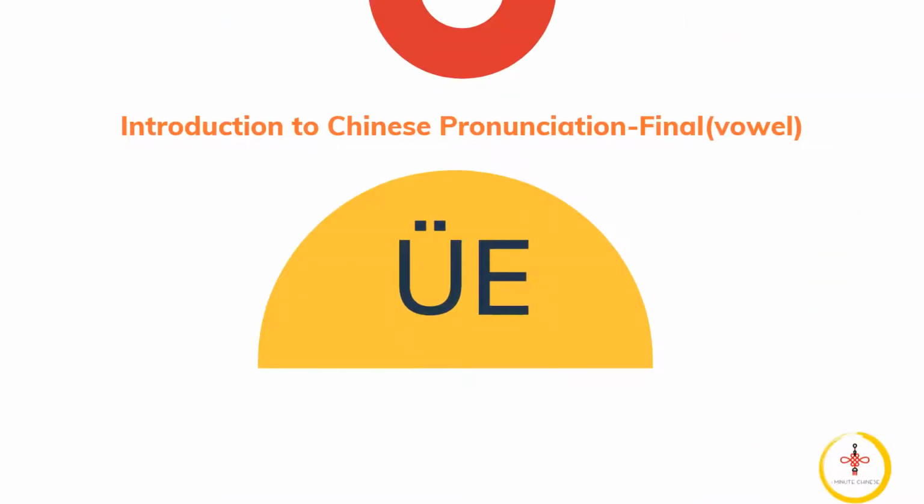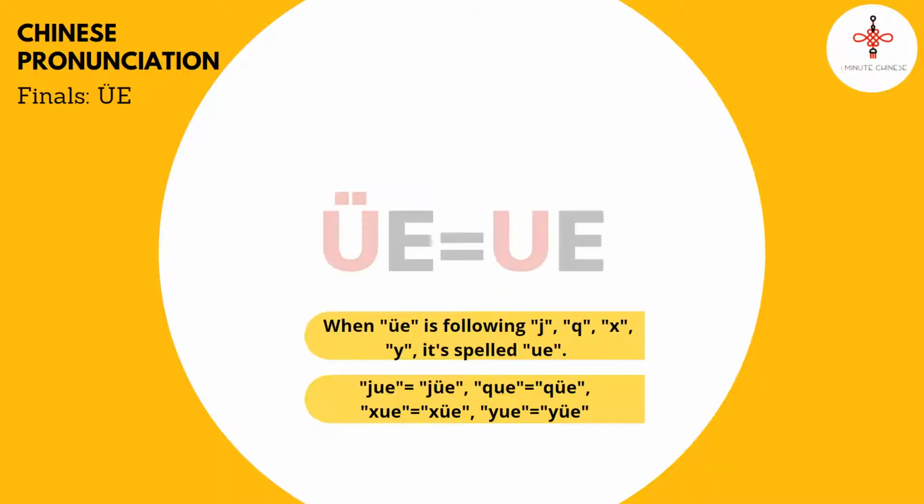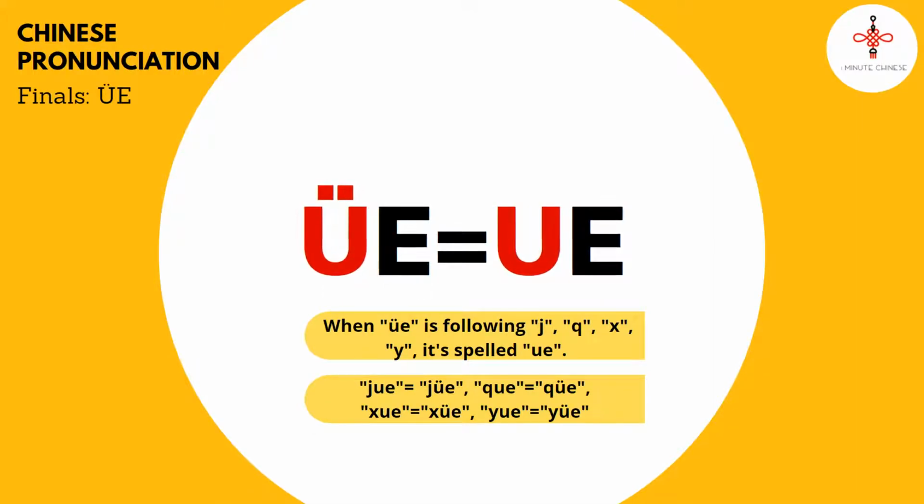In this lesson, we will talk about the spelling exceptions of the final 约. When the final 约 is not following an initial or consonant, it is spelled as Y-U-E. The U is without the two dots on top of it. The pronunciation is 约. When the final 约 sound is following the initial 鸡, qi, xi, yi, it's spelled ue.